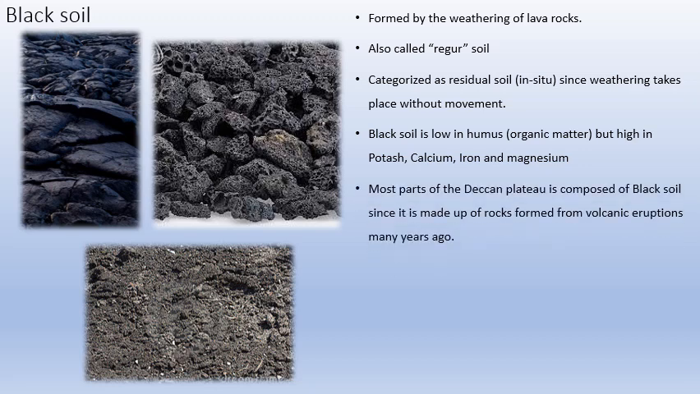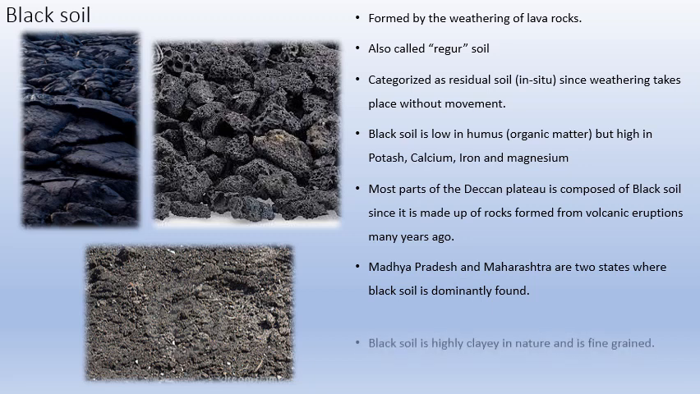Most parts of the Deccan Plateau in India, the southern peninsular India, is composed of black soil because the Deccan Plateau many years ago was formed by a huge volcanic eruption. So that volcanic eruption would have left many black volcanic rocks, and when the rocks weathered, it would have formed all the black soil. So the central part of India, including Madhya Pradesh and Maharashtra, are two states where black soil is very highly dominantly found.